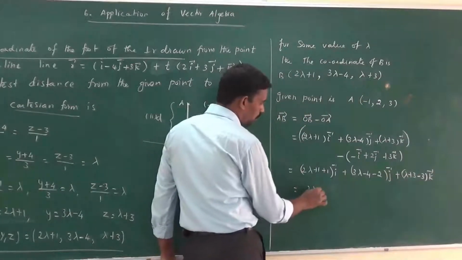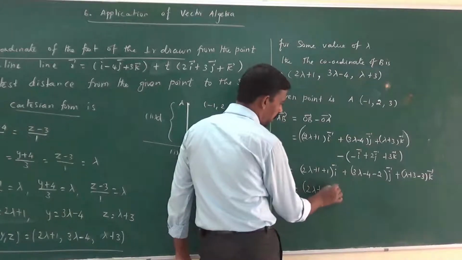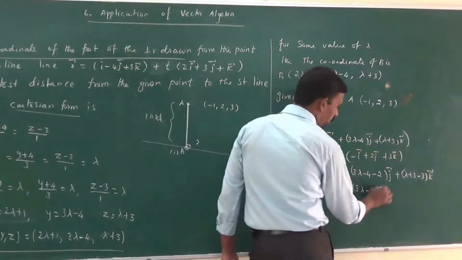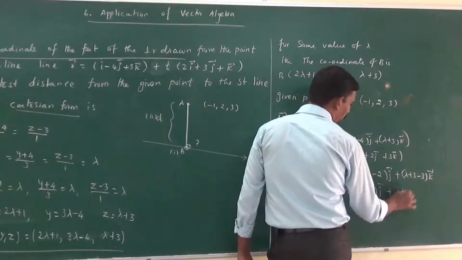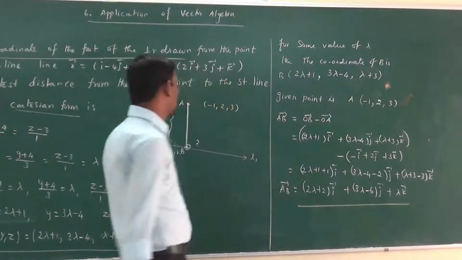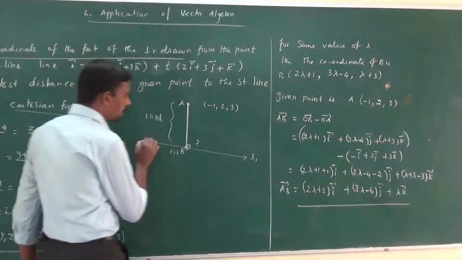Simplifying we get 2 lambda plus 2 into I vector, 3 lambda minus 6 into J vector, here lambda into K vector. This is nothing but AB vector. Now you see, this is a line.